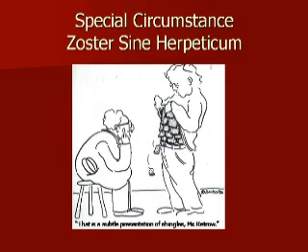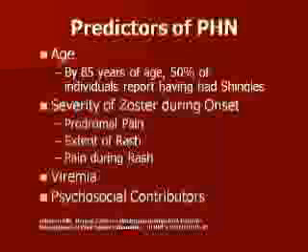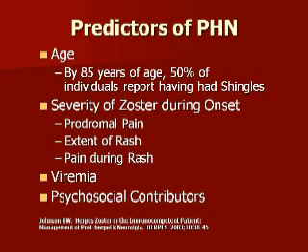So typically you can recognize zoster by the vesicles, by the history, but just remember that zoster sine herpeticum might occur, and you have to have a high degree of suspicion about it. Next please. All right. What are predictors of post-herpetic neuralgia?